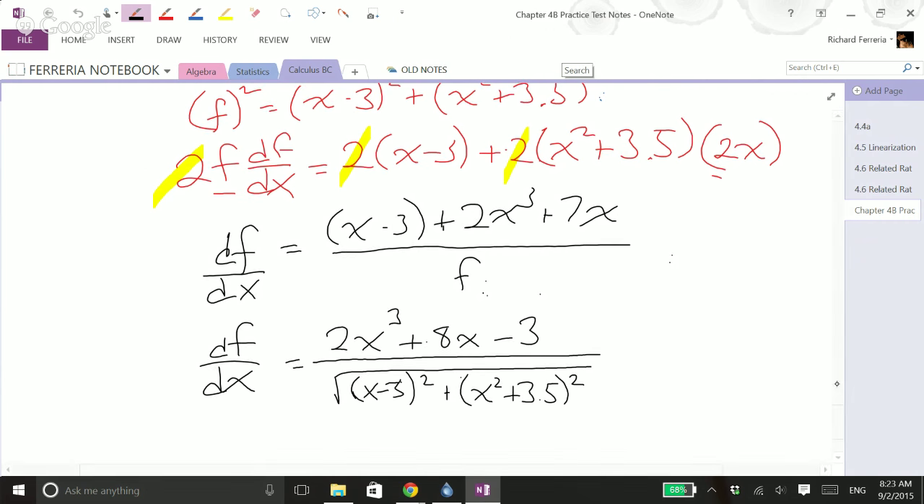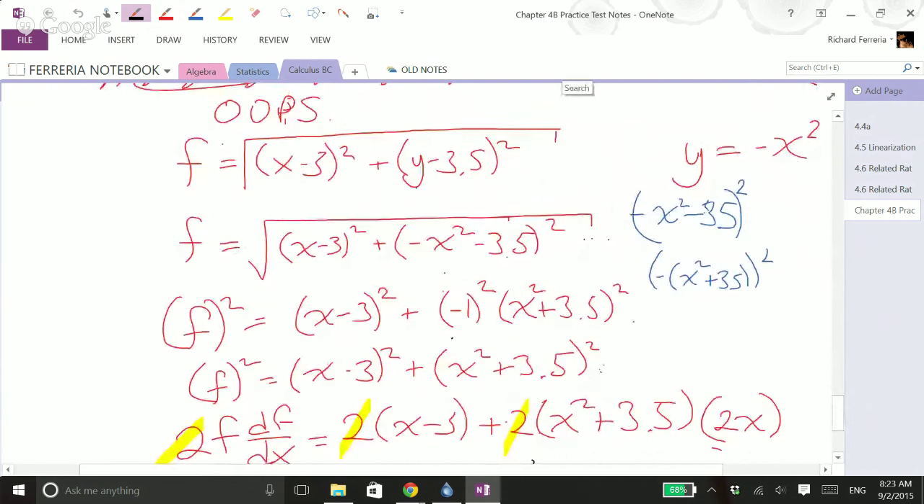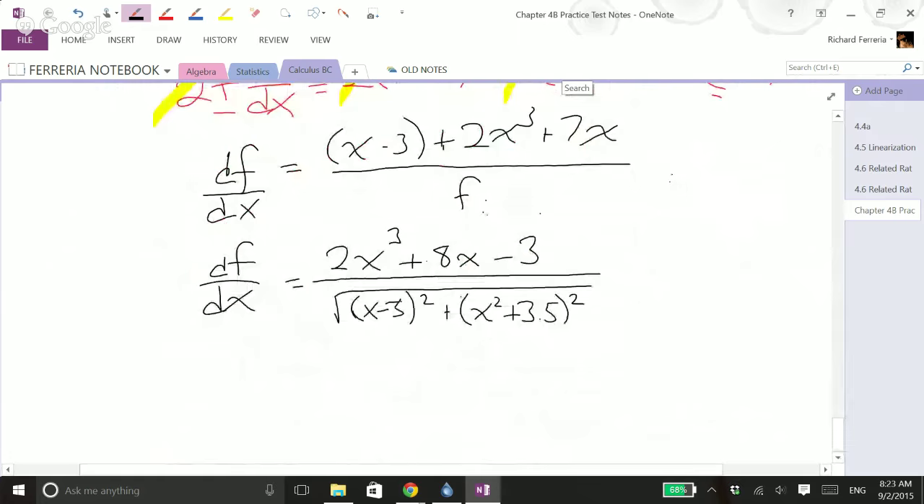From that blue thing that we did earlier, when we simplified, that over here. Okay, so let's get our calculator. Let's find our critical points.